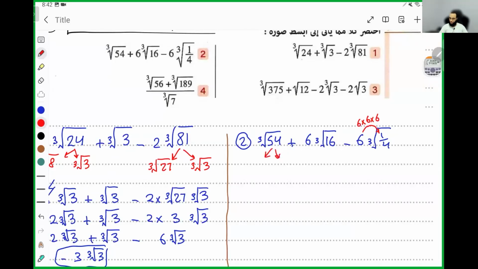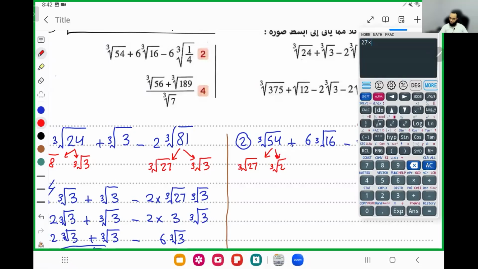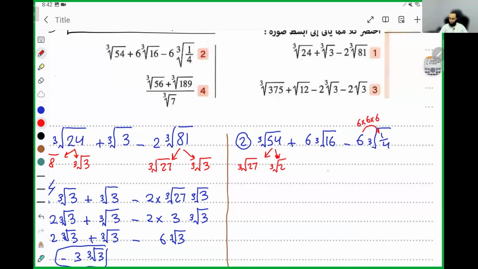Cubic root 54, you can decompose it into cubic root 27 times 2. You know 27 times 2 is 54. Okay? Cubic root 16, you can decompose it into cubic root 8 by cubic root 2. Right now, it's cubic root 27, beside it cubic root 2, plus 6 times cubic root 8, cubic root 2, minus 6 times 6 times 6, 216.